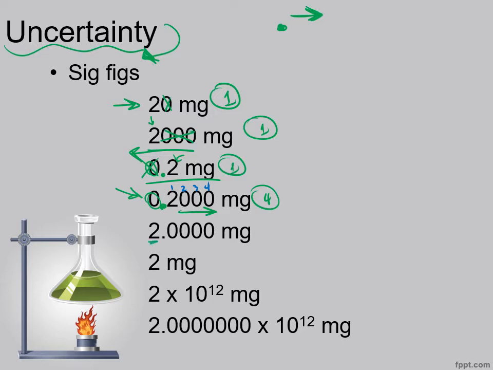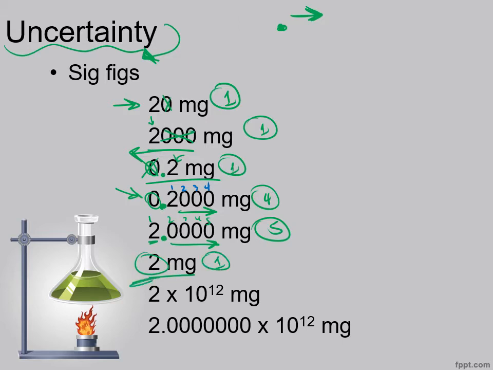This next one, I have 1 non-zero digit, I have a decimal, and 4 zeros to the right of the decimal, to the right of the non-zero digit. All of these are going to count. So now I have 1, 2, 3, 4, 5 sig figs in this piece of data. This one's easy. There's only one sig fig.